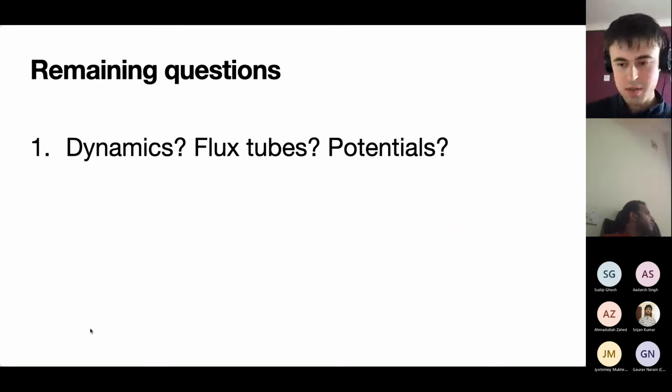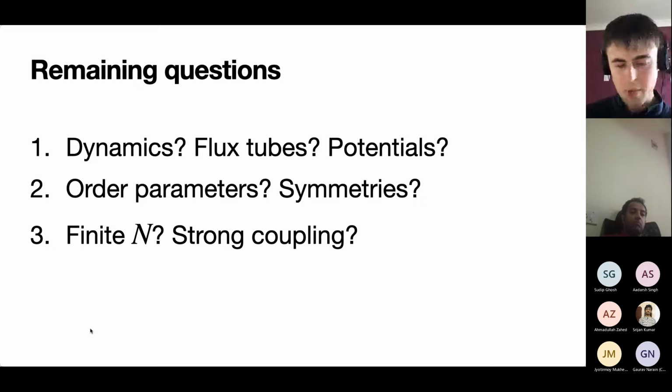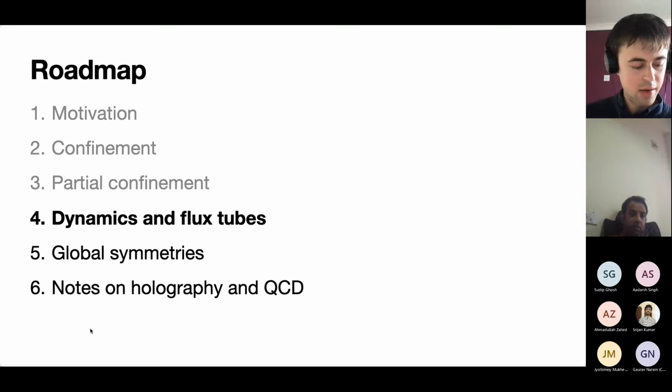So remaining questions which I'll address next are, what about the dynamics, the flux tubes, and the potentials in the partially confined phase? Everything's been kinematic so far. What about order parameters and symmetries? And what about taking finite N, since everything's been at large N so far? So I'll talk about these now. This fourth section: dynamics and flux tubes.